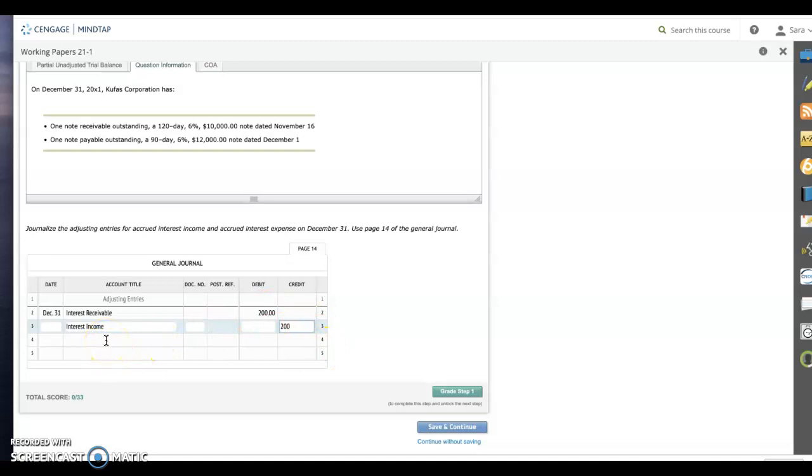And then journalize our adjusting and accrued interest.